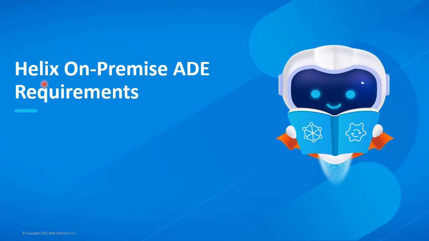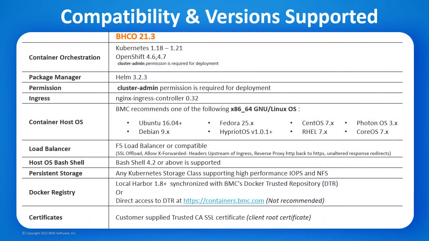Helix on-prem ADE specific requirements. Compatibility and version supported. Let's start by looking at the container orchestration. You will need Kubernetes 1.18 to 1.21, or you can use OpenShift. We support 4.6 and 4.7. Please be aware that the cluster admin permission is required for the deployment.